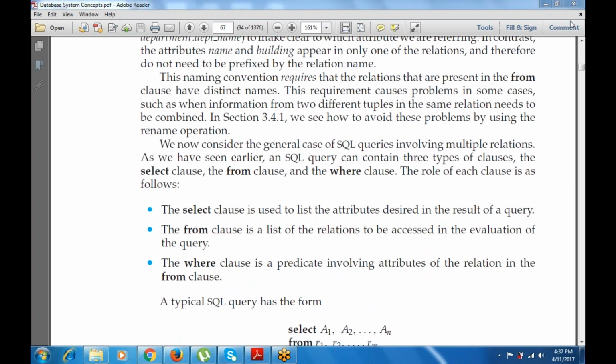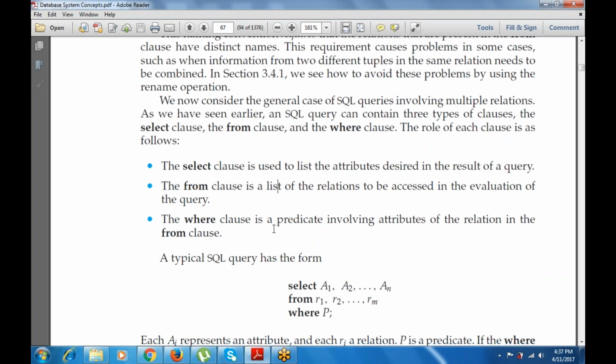Now let's see what is the role of each and every clause. First is the select clause, which is used to list the attributes desired in the result of a query. So whatever attributes, whatever given fields are desired in the result of a query. And the from clause is the list of relations to be accessed in the evaluation of the query. So one is the select, one is the from, one is the where.